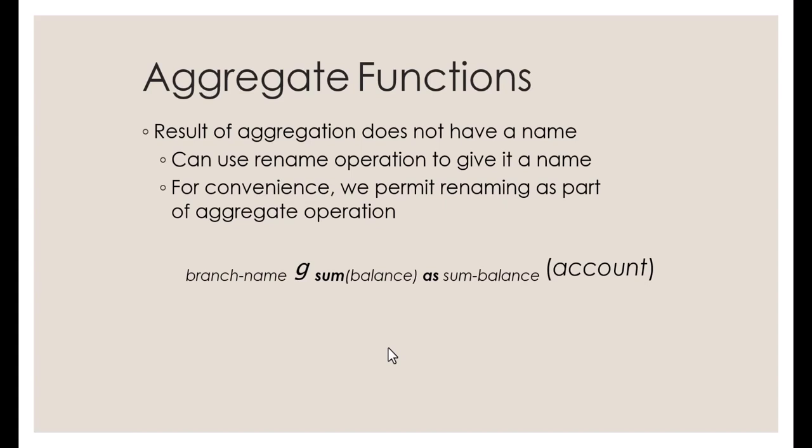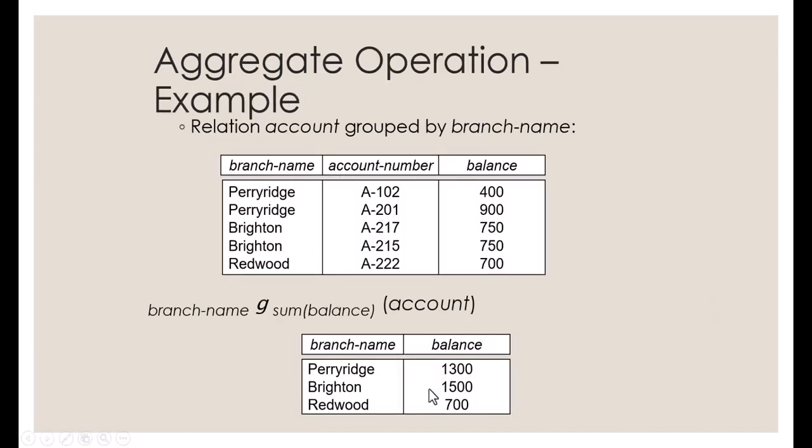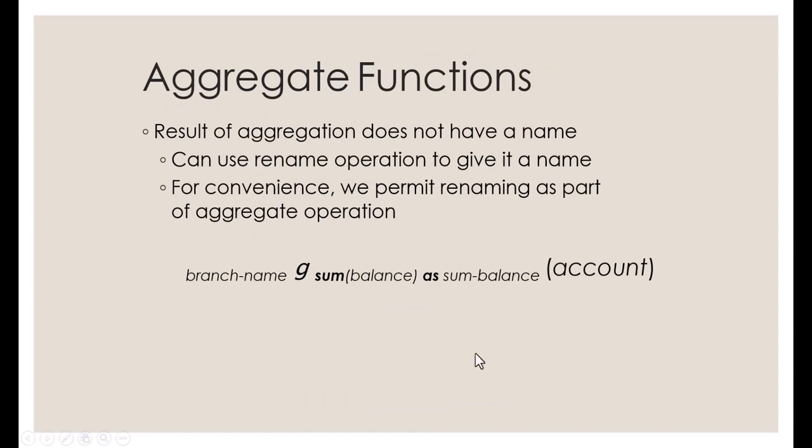Because it just says balance, and in reality it's actually the sum of all the balance, you can use this symbol as a keyword. So we just do branch name, aggregate function symbol, sum of balance, as this keyword, and now this attribute will have a name, sum-balance. This is a new attribute name, and we are accessing that from the account relation.